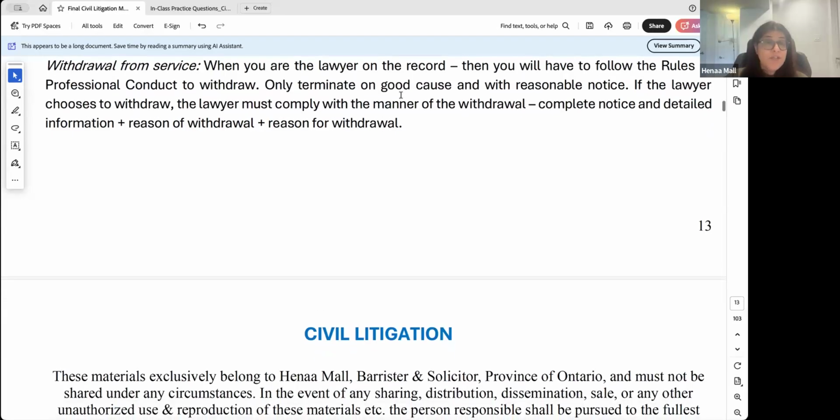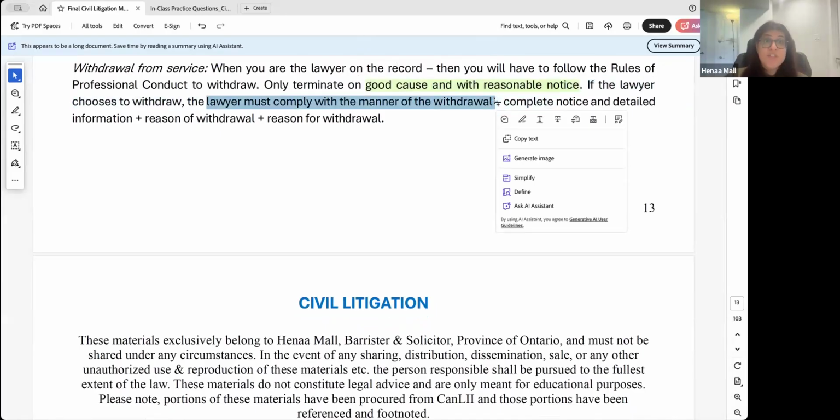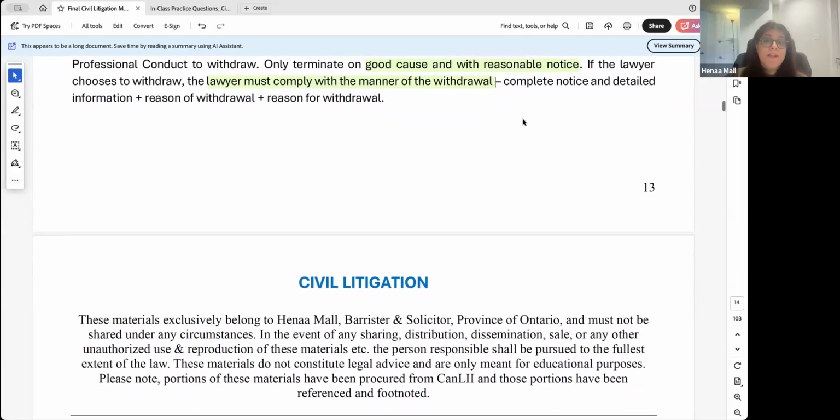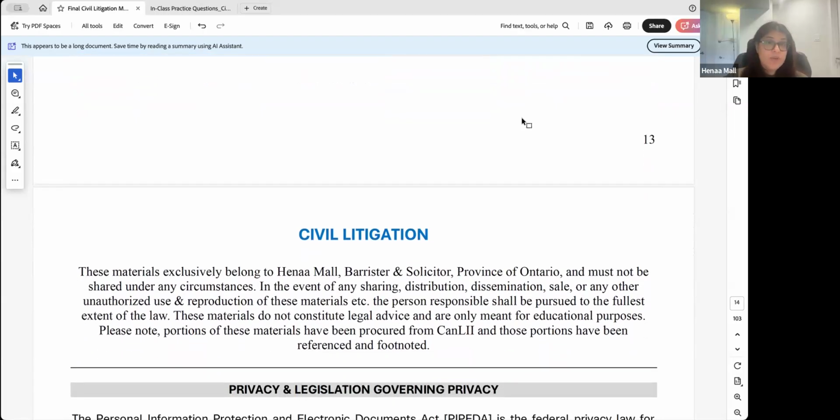So you will terminate your relationship only on good cause and with reasonable notice. You will not go cold turkey on your client, and you are going to continue to represent till the time you are, quote unquote, fired, right? If the lawyer chooses to withdraw, you must comply with the manner of withdrawal, which, by the way, when we are going to do criminal litigation, you would realize there are specific steps of withdrawal that you need to file. So you will give a complete notice, detailed information, the reason of withdrawal, and why you are withdrawing.